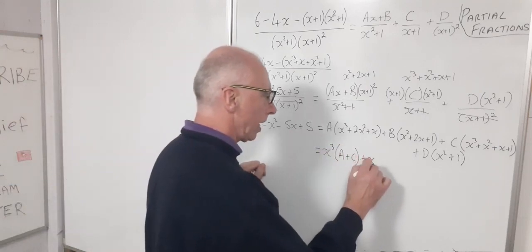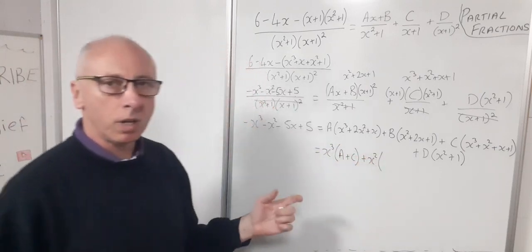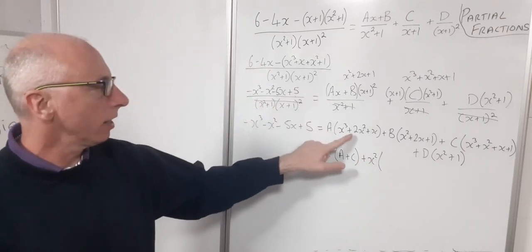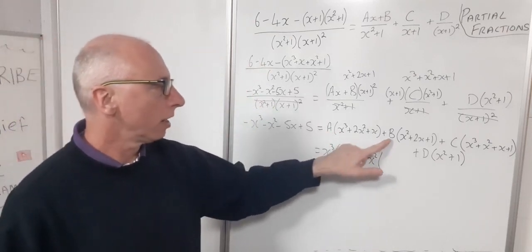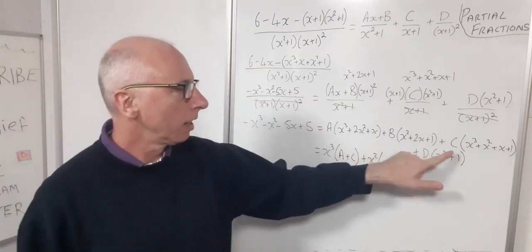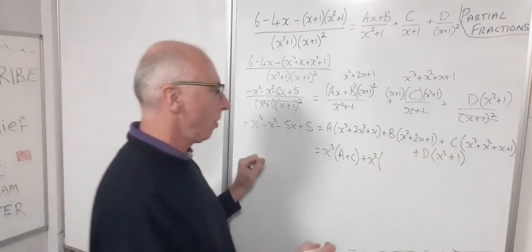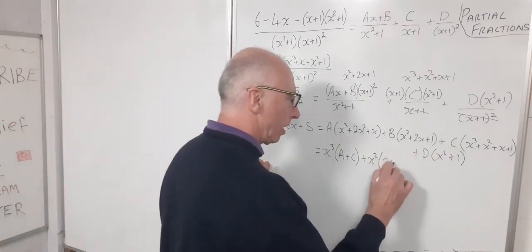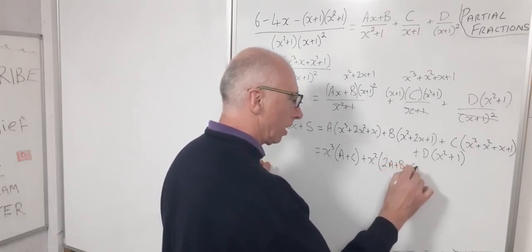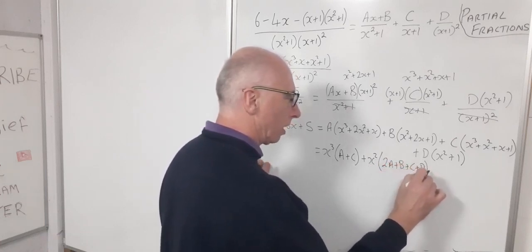So I'll add an x squared. And then what are my coefficients here? So I've got an a times 2, so that's 2a. I've got a b, I've got a c, and I've got a d. So I've got all 4 there. So I've got 2a plus b plus c plus d.